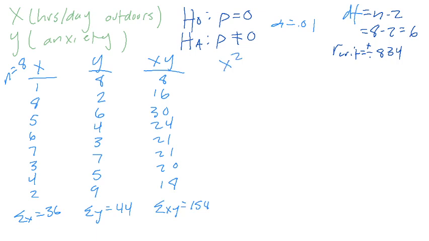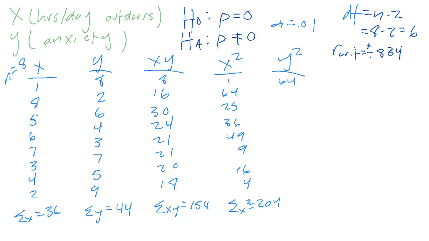And then we need each of our x values squared and each of our y values squared, so we can sum those up as well. So we have 1, 64, 25, 36, 49, 9, 16, and 4. The sum of x's squared gives us something like 204. Then the y squared, we have 64, 4, 36, 16, 9, 49, 25, and 81. We have our sum of our y's squared equal to 284.